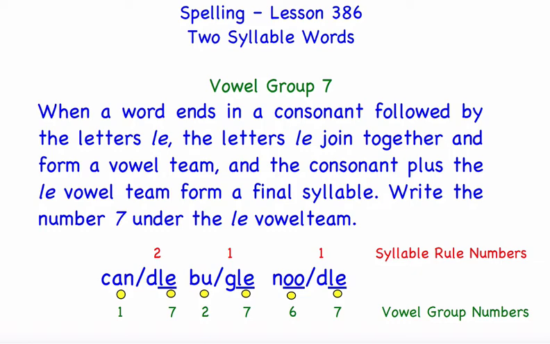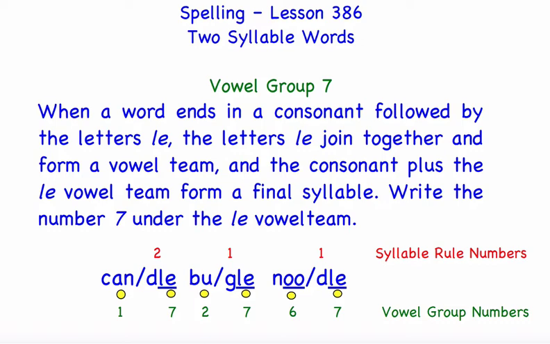And you can see 3 examples of vowel group 7 in action with the words candle, bugle, noodle. In candle, the word ends in a consonant D followed by LE. Bugle, the word ends in a consonant G followed by LE. And noodle, again, we have a consonant D followed by LE.